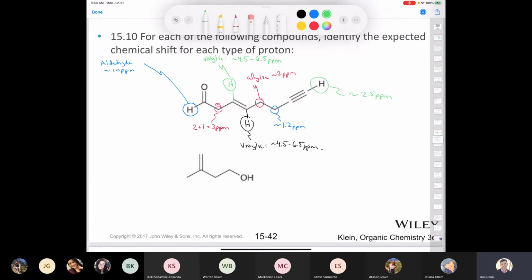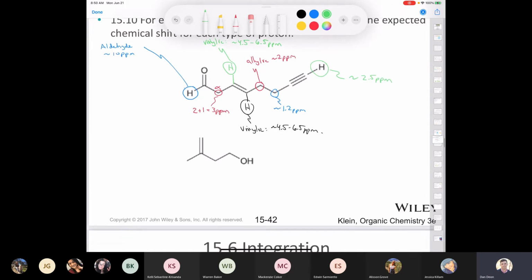So there you go. Now we have an idea of what the chemical shift of all of our protons are, roughly. I'm going to do the next one a little bit quicker. The first thing I noticed right away is that we've got 2 vinylic protons here. Both of these guys are vinylic, so they're going to have that chemical shift of around 4.5 to 6.5 parts per million. That would mean that these protons here are allylic. So they're going to have a chemical shift of around 2 parts per million.